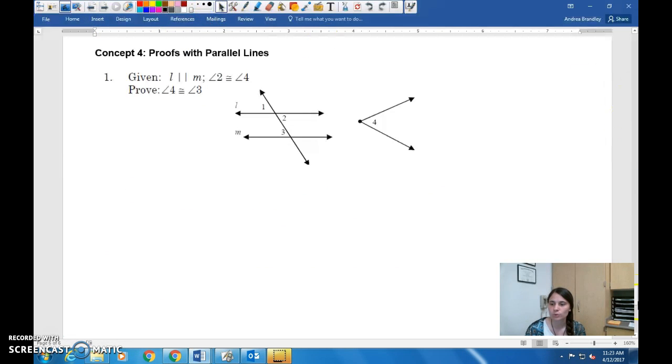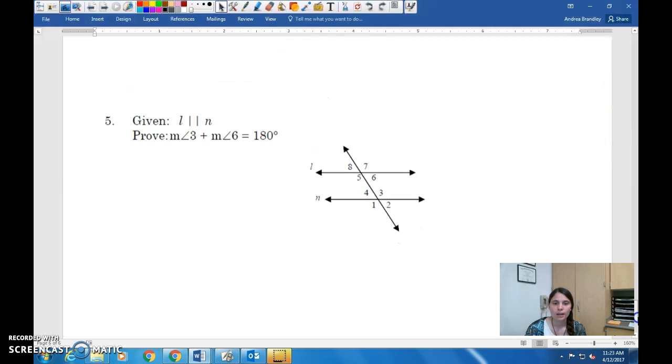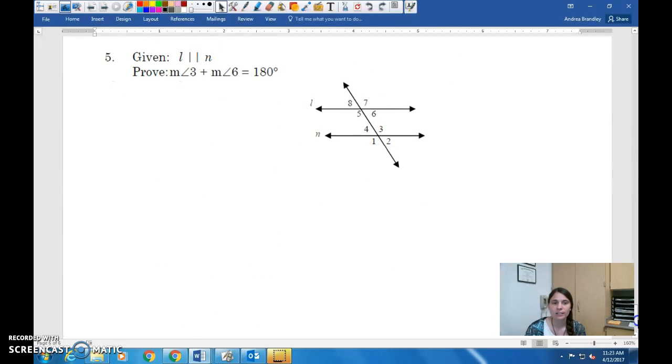So my next one, I have given that L is parallel to N. So that's all I'm given this time, is I know that L and N are parallel. And then I'm trying to prove that angle 3 plus angle 6 is equal to 180. So here I have angle 3 and I have angle 6. I know that these two lines are parallel. So I'm going to start with that, and I'm going to start with a paragraph proof this time, and then I'll do a 2-column proof.